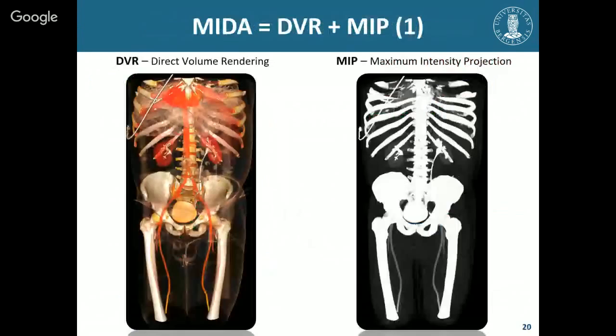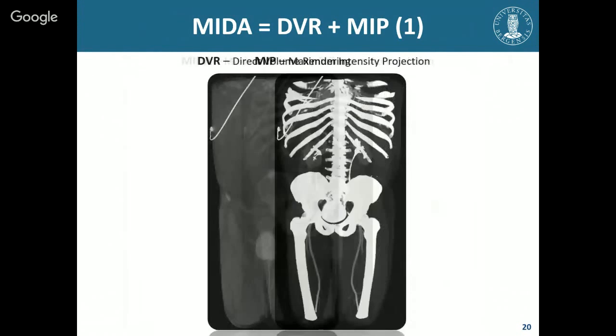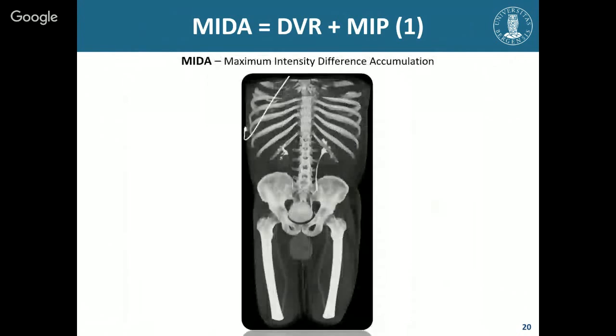Now let's look at the outcome, and for this let's also be fair and use the same transfer function, or the same color specification, for DVR and MIP. Then DVR would look something like this, not very informative. And if we now use this new approach, this META approach, we get something that really looks like a hybrid between the two. We get all the context information, but we also get information about things that would normally be occluded.